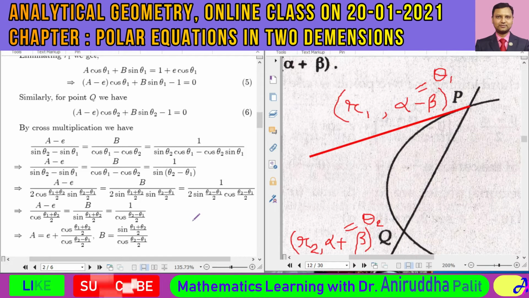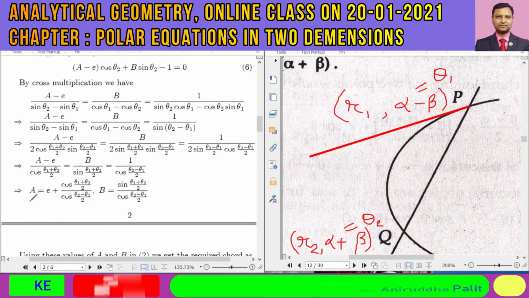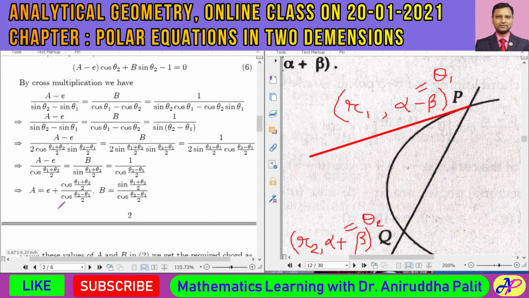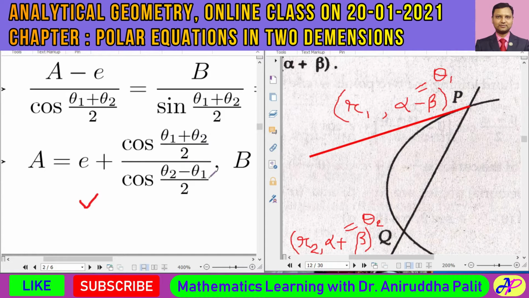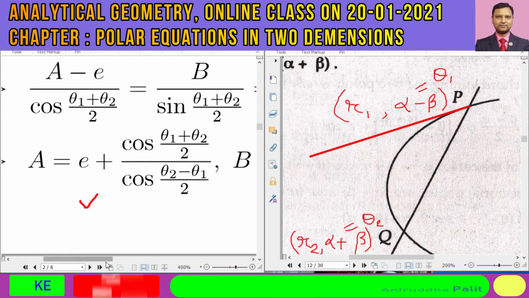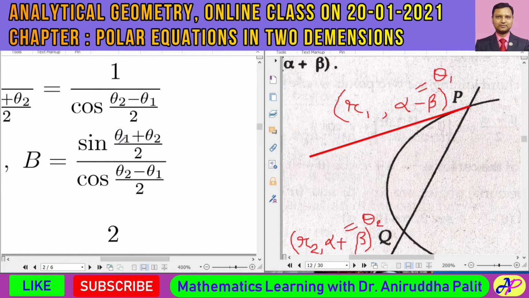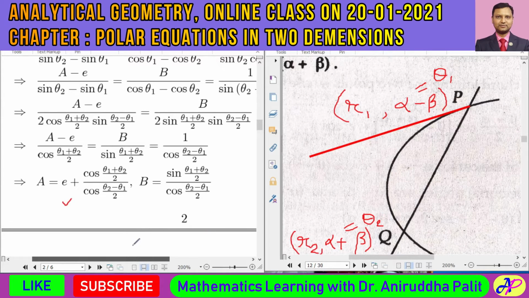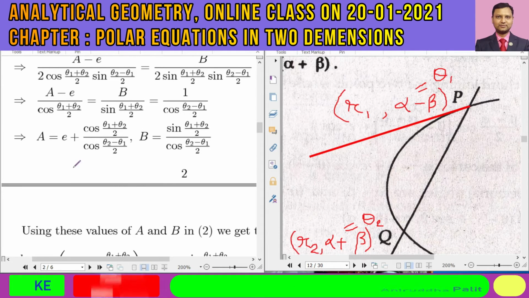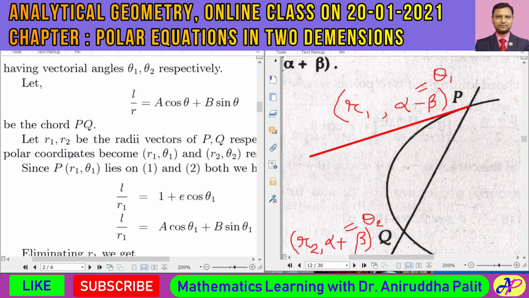Okay. So after such manipulation, what we get is this expression of capital A is equal to e plus this kind of expression. Let me magnify this one. This is the expression of capital A. Capital A is equal to e cos of (theta 1 plus theta 2) divided by 2, divided by cos of (theta 2 minus theta 1) divided by 2. And what is B? B becomes equal to sine of (theta 1 minus theta 2) divided by 2, divided by cos of (theta 2 minus theta 1) divided by 2. So these are the expressions of capital A and capital B that we got after this cross multiplication. So now we put these expressions of capital A and capital B in equation number 2.